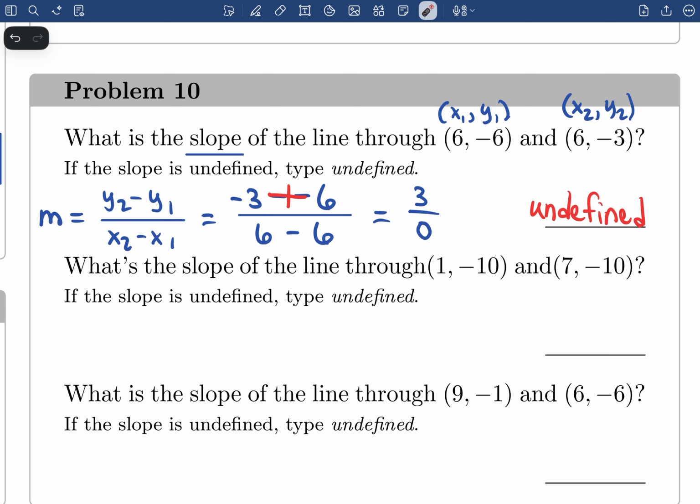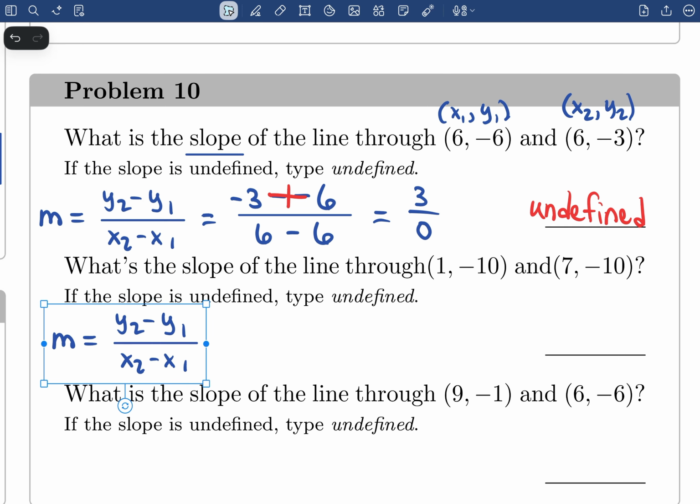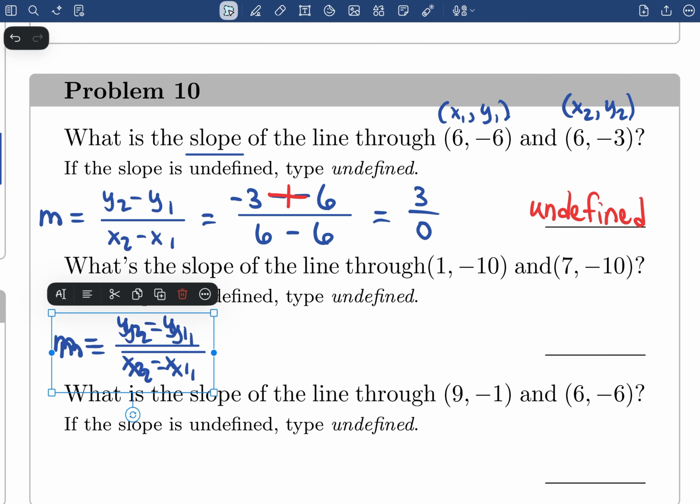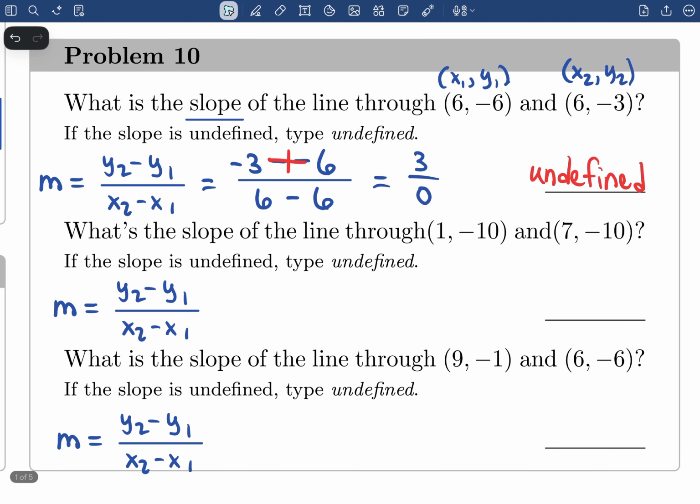Moving on. What's the slope of the line through 1 comma negative 10 and 7 comma negative 10? So I'm going to take that slope formula that we just wrote down, and I'm going to have a little fun just copying and pasting it. There we go, because we're going to use it 2 more times.